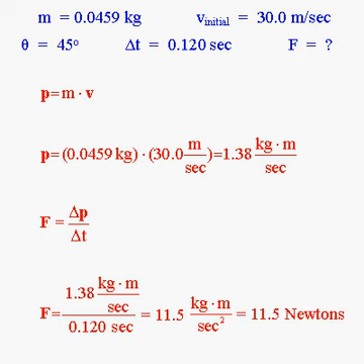Now remember, force is a vector, and so is momentum, and so is velocity. Well, if the velocity has an angle of 45 degrees, then the momentum will have to have an angle of 45 degrees, so the force will have to have an angle of 45 degrees. So the final answer is 11.5 newtons at 45 degrees.